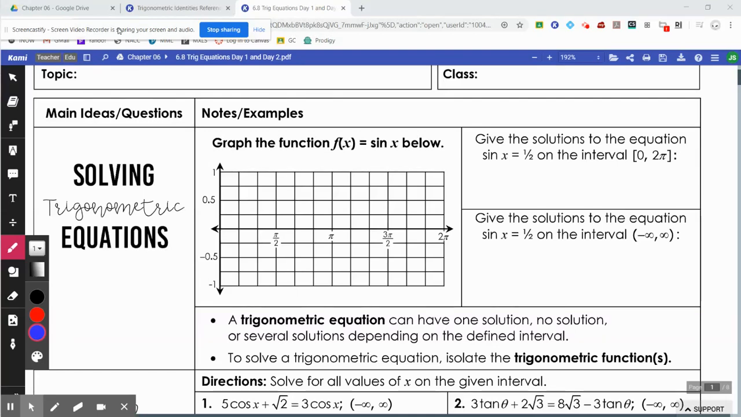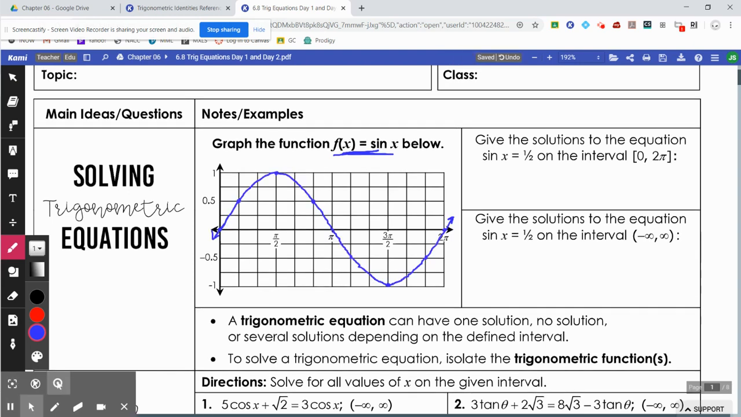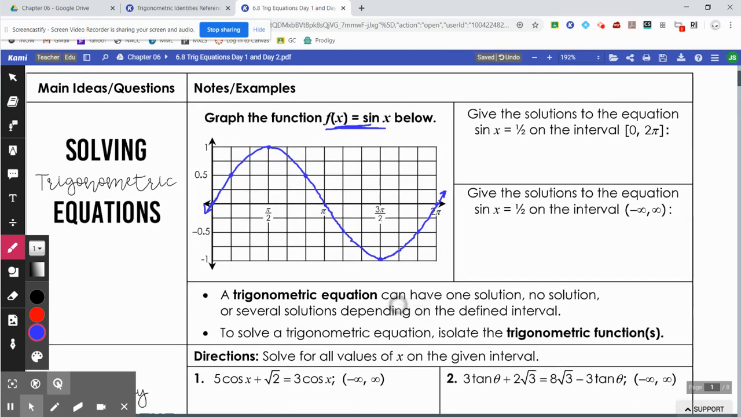Okay, this chapter ends with the most important part, why we've been covering all this: solving trigonometric equations. First off, in this section, it says graph the function f of x equals sine x below. So let's go ahead and do that. And there you see a picture of your sine curve.